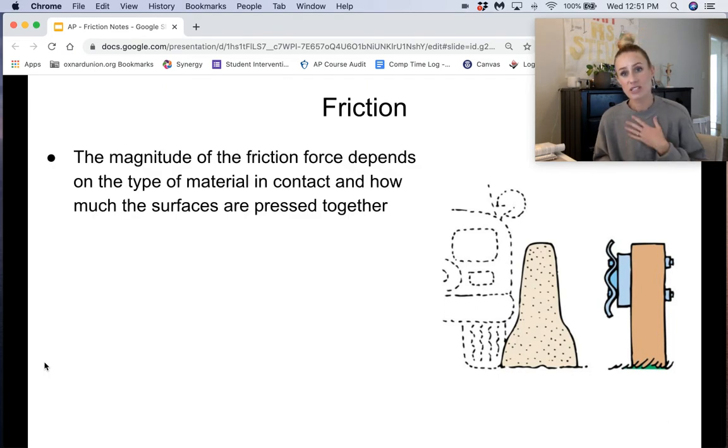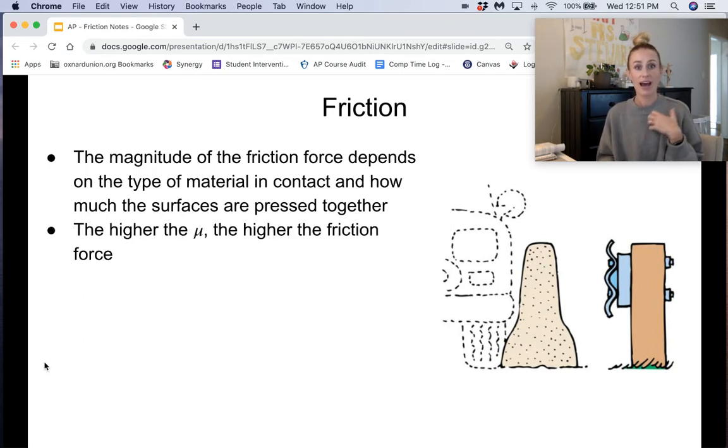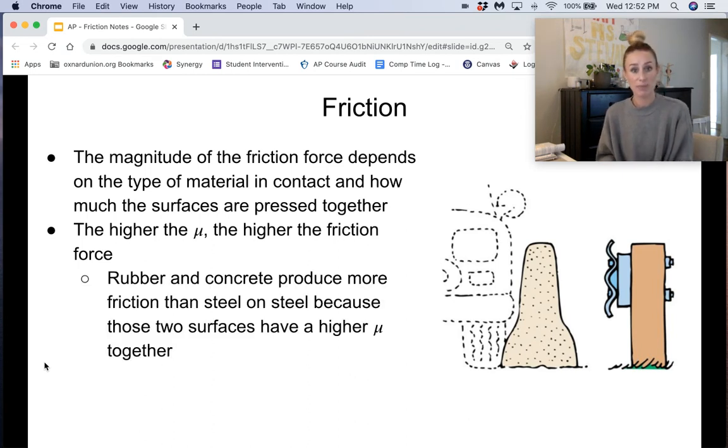So what this equation tells us is that the magnitude of friction depends on the type of material in contact and how much those surfaces are pressed together. So the higher the mu, or the coefficient of friction, the higher the friction force, and that has to do with the type of material that's in contact with one another. This is like a constant for different materials, and you can actually look this up online. So something, for example, like rubber and concrete produce more friction than steel on steel, and you can see this example on the right-hand side right here.